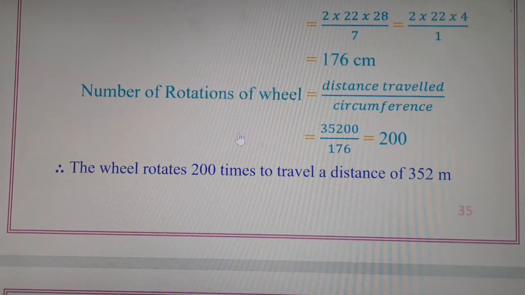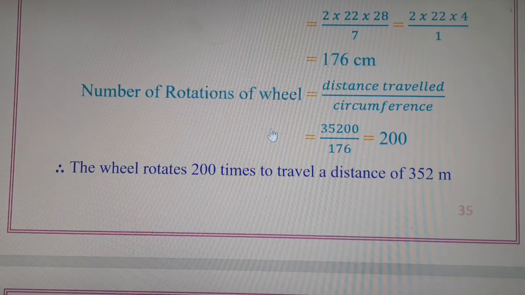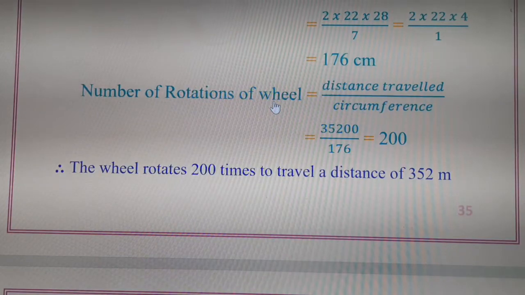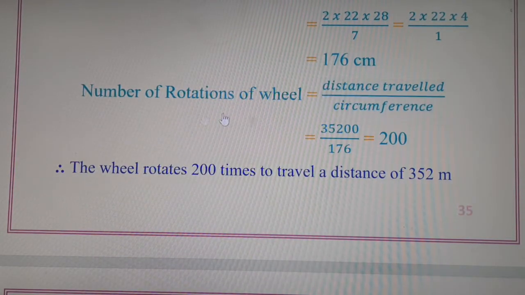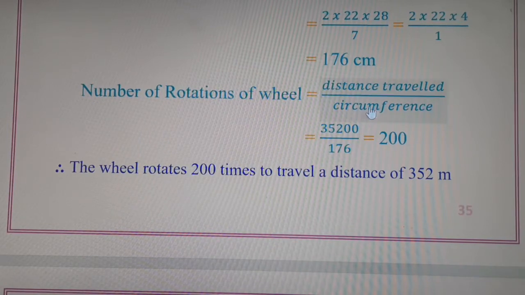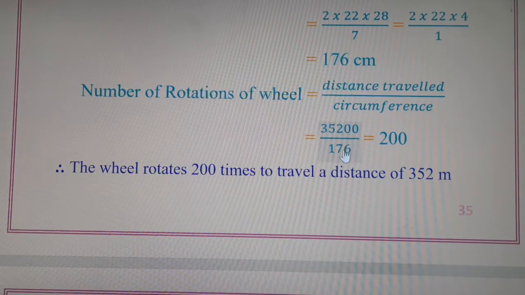Now we have to find out the number of rotations the wheel will do in order to travel a distance of 35,200 centimeter. So number of rotations of the wheel can be calculated by dividing both the values, distance traveled upon circumference. Number of rotations of the wheel is equal to distance traveled upon circumference. Distance traveled by the wheel is 35,200 and we have to divide by circumference, that is 176 centimeter. Both are in centimeter, then only we can do the cancellation. Both the units have to be same.